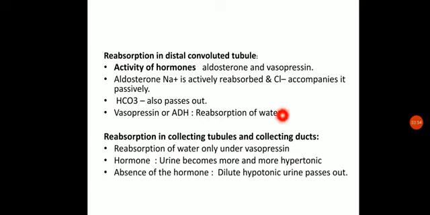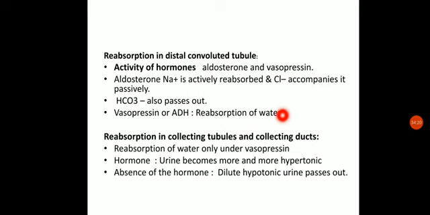The hormones are aldosterone and vasopressin. Aldosterone and vasopressin are the hormones responsible for reabsorption in the DCT. They induce the DCT to reabsorb. Now aldosterone will be responsible for the active reabsorption of sodium and chlorine. Okay, so aldosterone will be responsible for the active reabsorption of sodium and chlorine in the DCT.